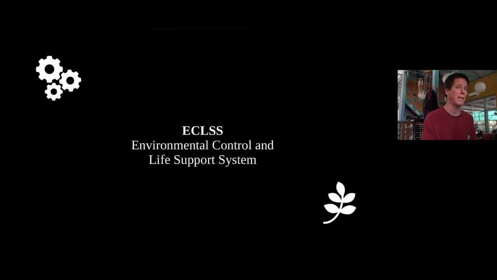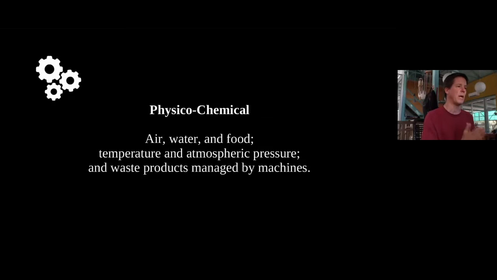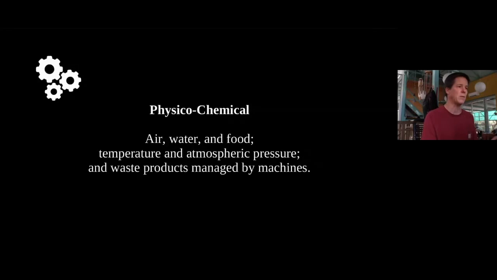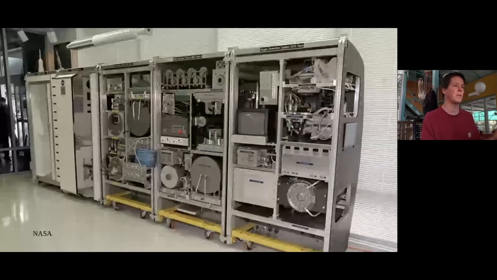And there are two basic categories. There's physico-chemical, and no, that's not a typo. It really is the word physico. I don't know why. It's air, water, and food, temperature and atmospheric pressure, waste products managed by machines. And that's exactly what's on the International Space Station now. So this is a ground-based replica of what's on the International Space Station. This is what has kept astronauts alive for more than 20 years. And it's a very complicated machine, and it breaks a lot, and it's very expensive to fix when it's broken.